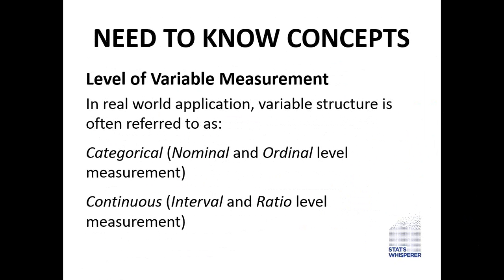Now, in the real-world application, we often refer to variables as either categorical, which is nominal or ordinal level, or continuous, which is interval or ratio level. Right? So that's how we will refer to them in this program, as either categorical or continuous and dichotomous.